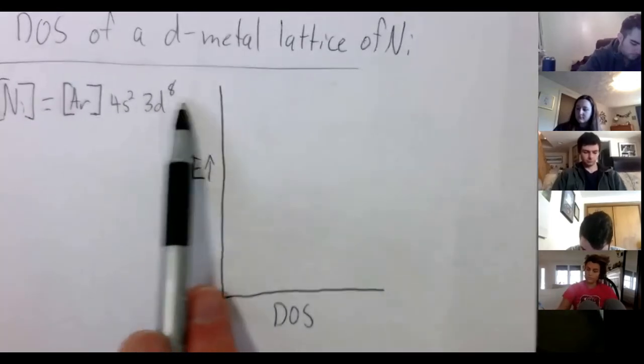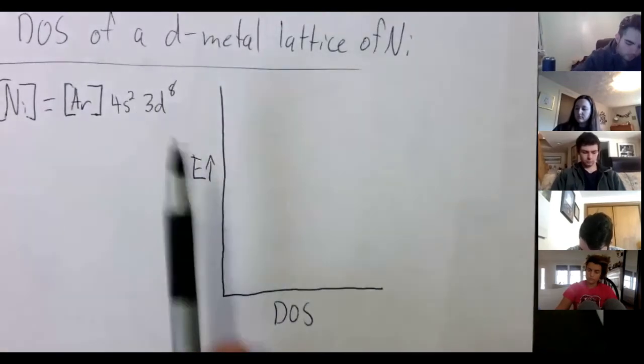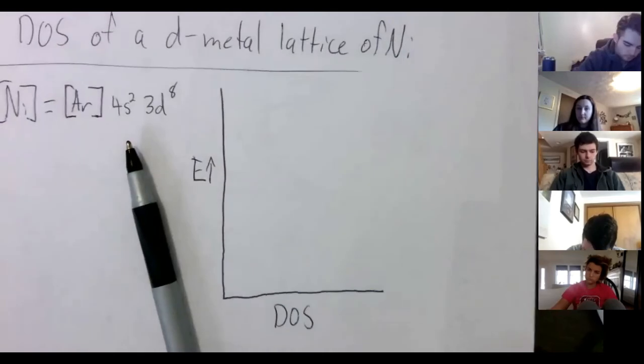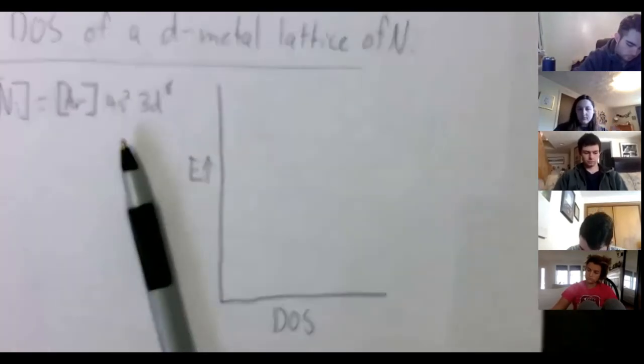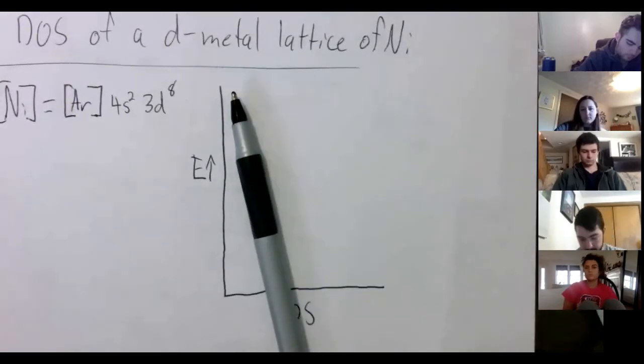We're only going to consider these valence states. We're not going to consider the internal ones. So what type of system, how should we draw that? Let's say we have our cubic lattice of nickel. It extends out into space. What's our DOS going to look like?